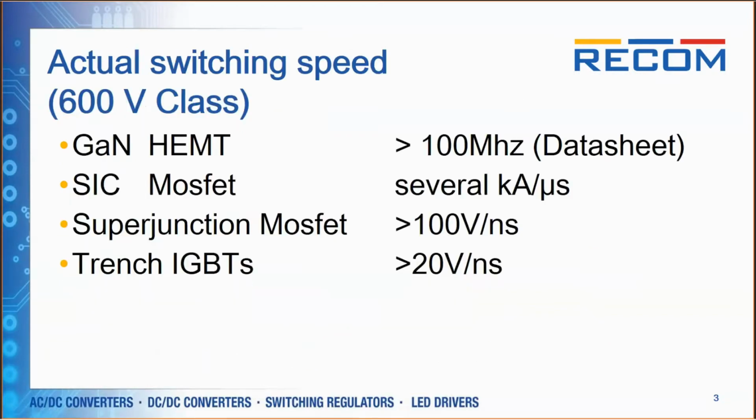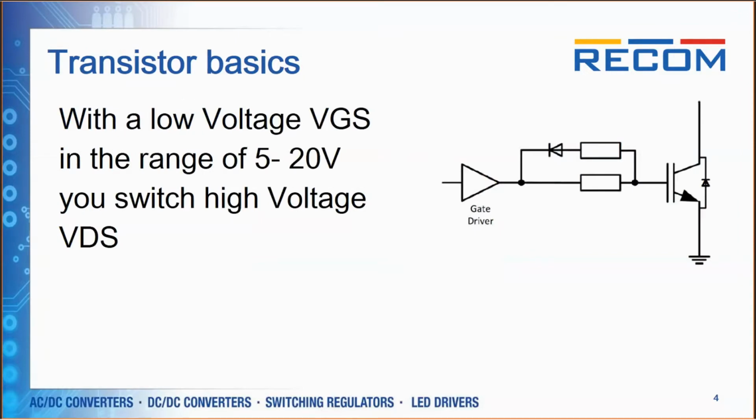So I mentioned that today's wide bandgap devices can switch very fast. I wrote here some numbers from data sheets for GaN and SiC, but also today's silicon transistors are switching very, very fast. Super junction MOSFETs with 100 volts per nanosecond, and even IGBTs are switching quite fast. But all of these transistor technologies have the same principle: on the gate, you connect a low voltage to switch a high voltage between drain and source.